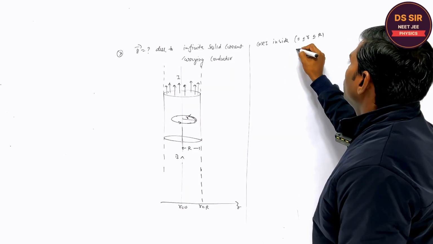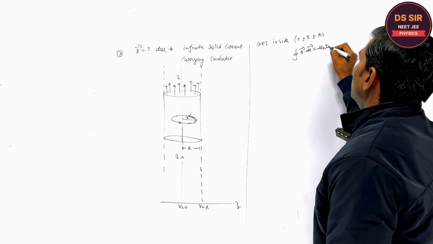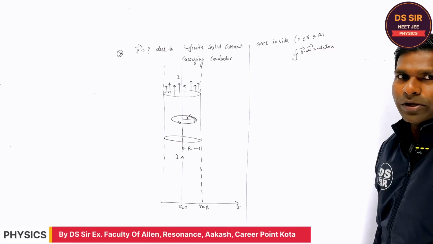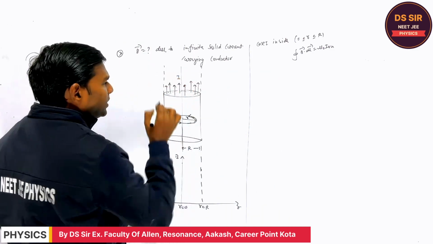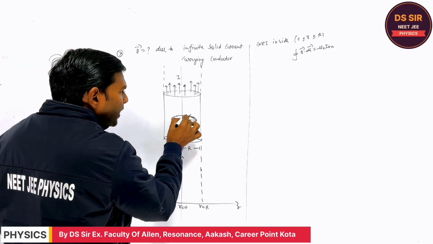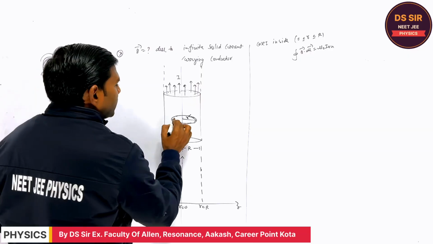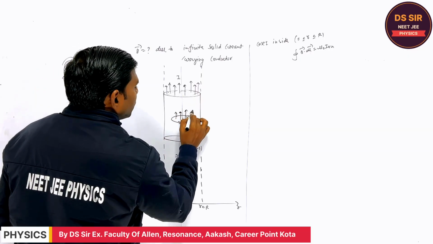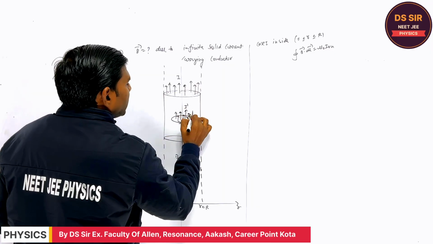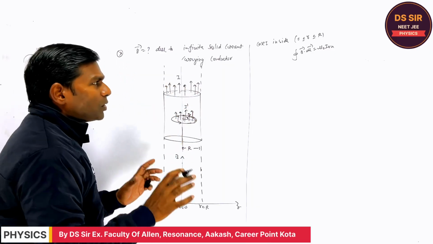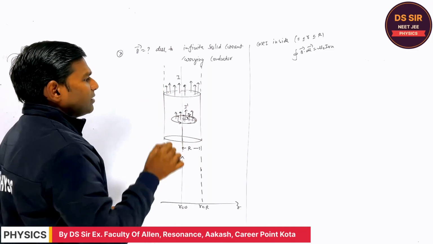All right, and you will apply Ampere's law. B dot dl is equal to what? Mu naught into I enclosed. Listen, on this surface the current is I. If you consider this small loop of small radius r, the current enclosed here will be what? It is I dash. Then I dash will be less than this I. You understand or not? This I dash will be less than I.